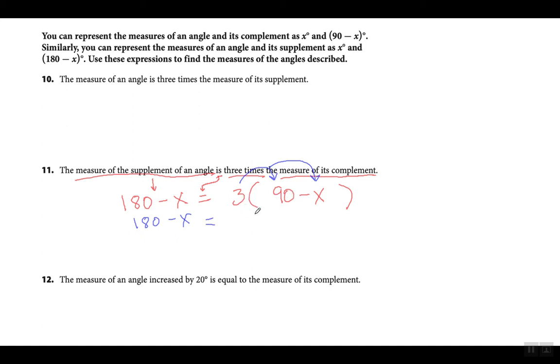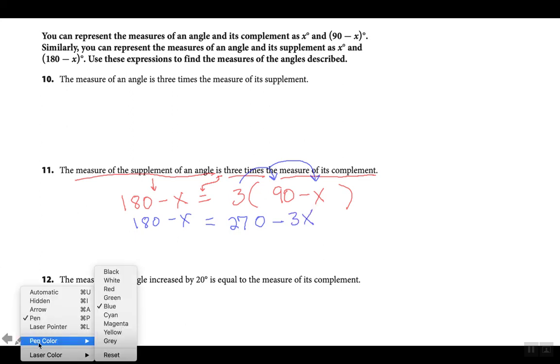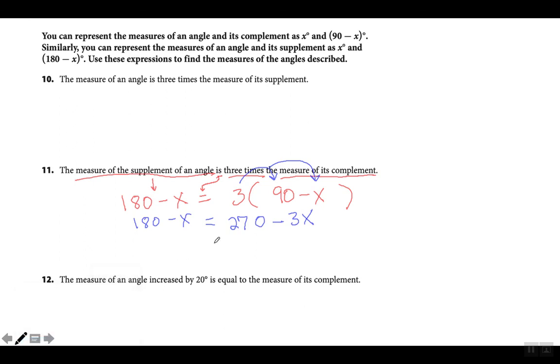Alright, so on this side, I still got 180 minus x equals 3 times 90. Well, 3 times 0 is 0. And 3 times 9 is 27. Therefore, 3 times 90 is 270. And 3 times negative x is negative 3x. Okay, now combine like terms. Let's get all the terms with an x on one side and all the terms without the x on the other side. So I'm going to move minus 3x to the left by doing plus 3x. And I'm going to move 180 to the right by doing minus 180.